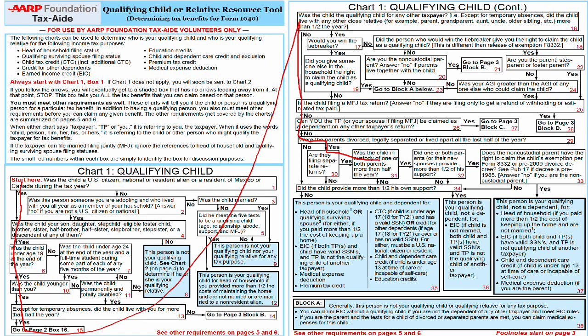Did the child provide more than half his own support? The answer to that is no, which leads us to this blue box. And it says, "This person is your qualifying child and dependent." So it is. Mary is Chris's qualifying child.